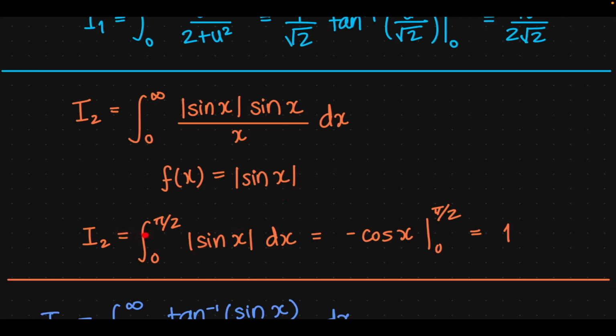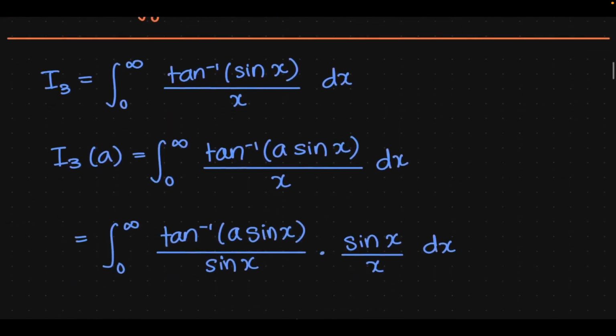So I2 by Lobachevsky's integral formula is the integral from 0 to pi over 2 of the absolute value of sine of x dx, which equals, now from 0 to pi over 2, sine of x is always positive. So we can just lose the absolute value. And we have the integral of sine of x dx, which is negative cosine of x from 0 to pi over 2. And that is simply 1. That's quite nice, actually.